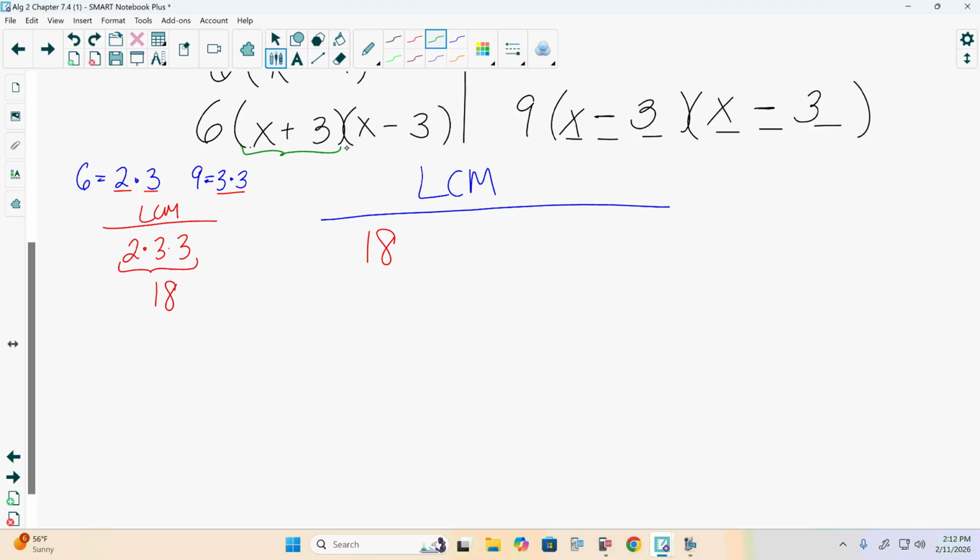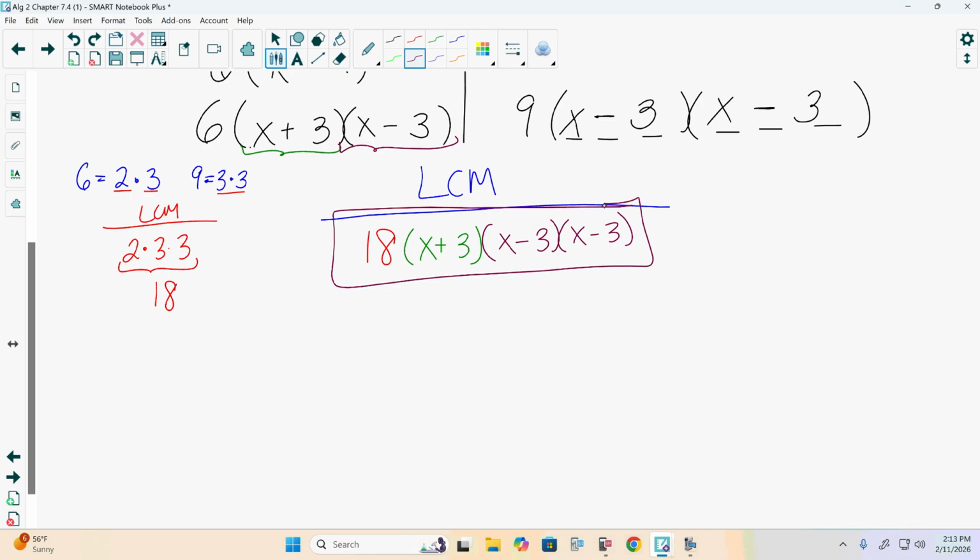Now the one on the left has the expression x plus 3 once. The one on the right has it 0 times. So how many times do we need it? Once. The one on the left has x minus 3 once. So we know we will need it at least once. The one on the right has it twice. So how many times do we need it? Twice. So the least common multiple of these here is 18 times x plus 3 times x minus 3 times x minus 3. Leave it as this here. Do not multiply it back out. No reason to.